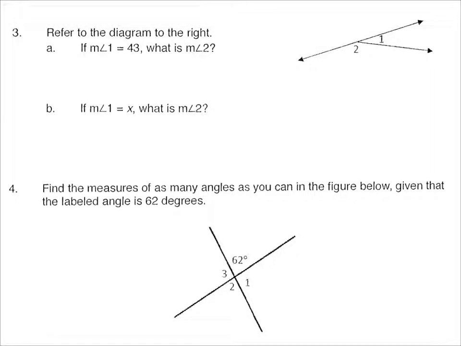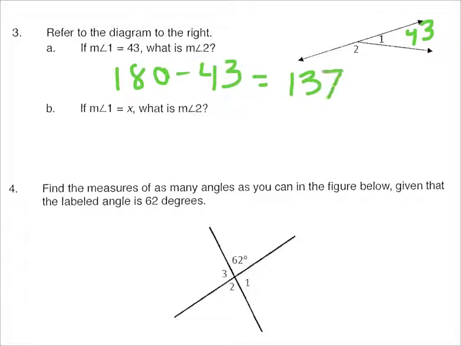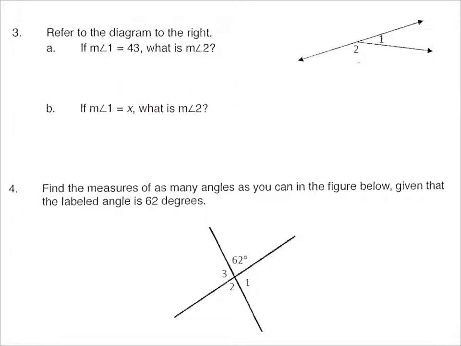Finally, our last two examples. If angle 1 is 43 degrees, angle 2, once again, you subtract from 180. 180 minus 43 degrees is going to get you 137 degrees for angle 2. If angle 1 is x, then the only thing you can do to find angle 2 is 180 degrees minus x. So that would be your answer for part B.